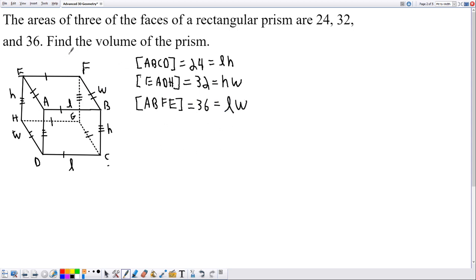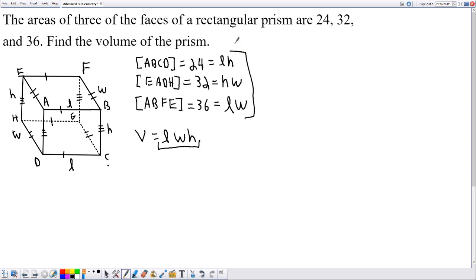Now, how is this all related to the volume? Well, we know that the volume is going to be equal to length times width times height. And we have these expressions that are all in terms of length and height, height and width, length and width. So they have the correct values, but how can we get this formula out of what we have here?